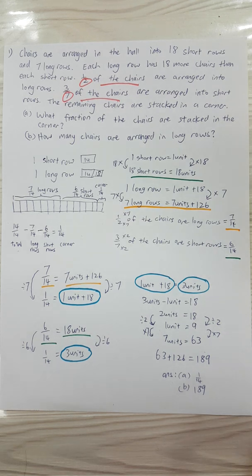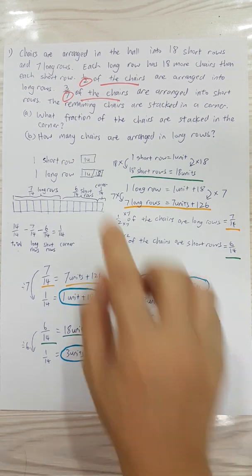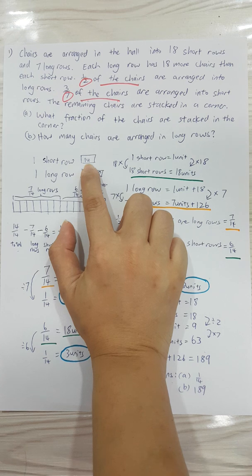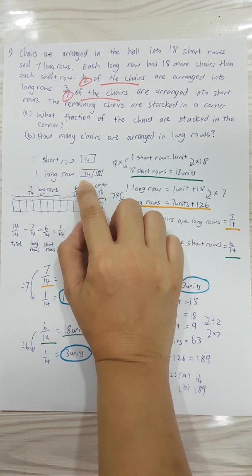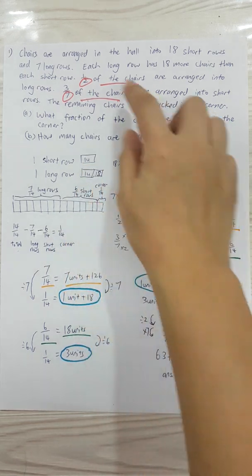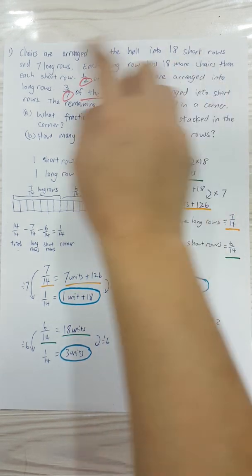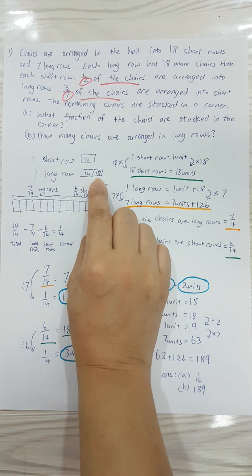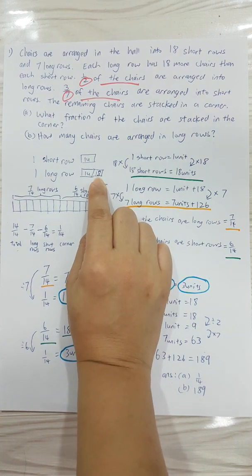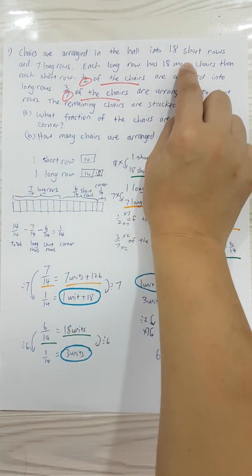Chairs are arranged in the hall into 18 short rows and 7 long rows. Each long row has 18 more chairs than each short row. So after reading these two sentences, what I do is that one short row I give it 1 unit, and one long row I will give it 1 unit and 18. Why 18? Because one long row has 18 more chairs than each short row, so it will be 18 more. Upon doing so, I can form my 18 short rows.